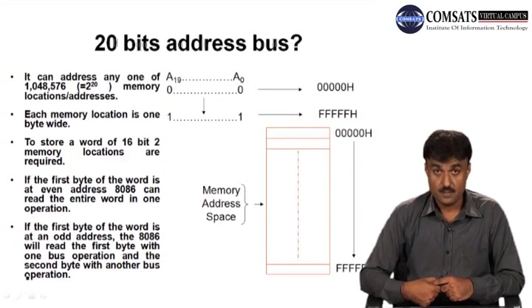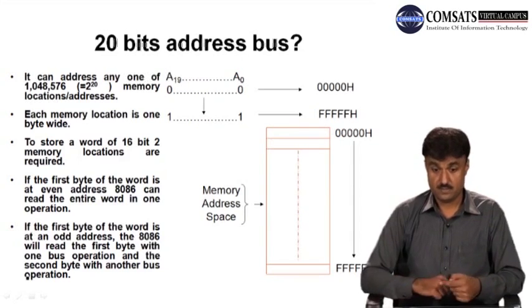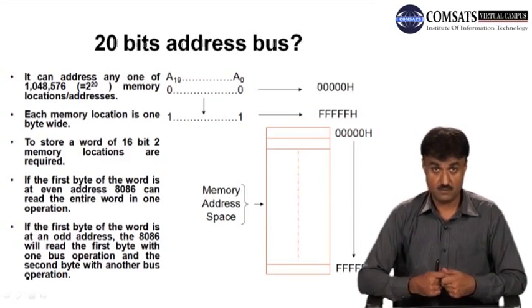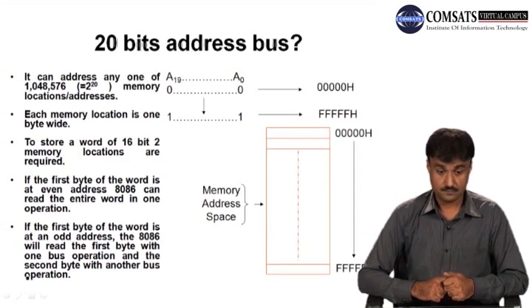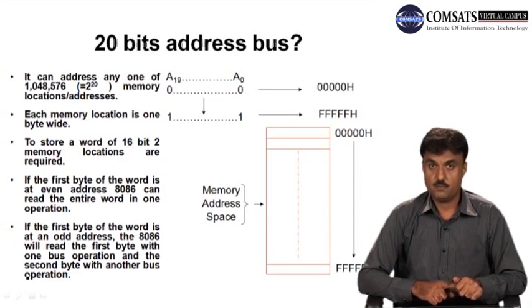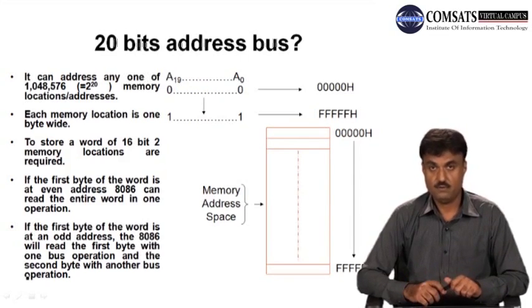To store a word, note that 1 byte is 8 bits. Now if we want to store a word, for example, a word is 16 bits, it can be 32 bits if it is a double word and so on. So if we want to store a word of 16 bits, then we will have to use 2 memory locations. As you know, an integer occupies 2 bytes inside the computer when we use the C programming language.